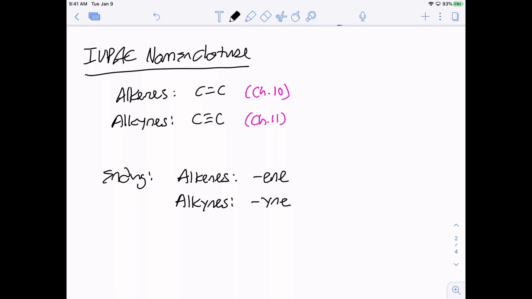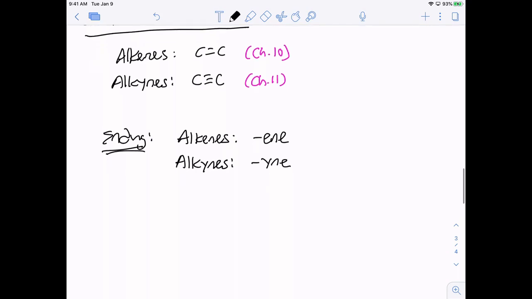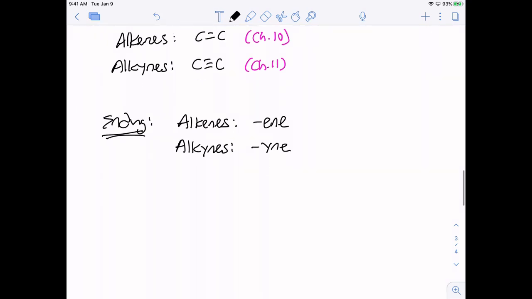I'll write this in a minute, but we're always going to start numbering at the end closest to that double bond. So it's always going to be 1-propene, no matter which way you do it from. So you don't actually need the 1 for that one, otherwise you normally do. Anyway, our ending for alkenes is -ene, alkynes is -yne. When we number our parent, you want to start at the end closest to that double bond or triple bond.